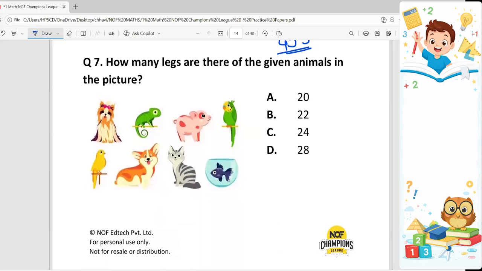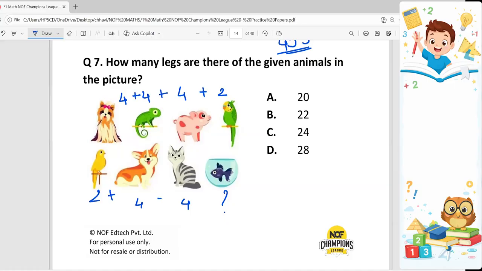Next, how many legs are there of the given animals in the picture? Now we have to calculate how many legs each animal has, then only we can add it. So this dog, cat has 4 legs. This also has 4 legs. Pig also has 4 legs. Parrot has 2 legs. This bird has again 2 legs. This animal has 4 legs. This has 4 legs. What about fish? Fish doesn't have legs.